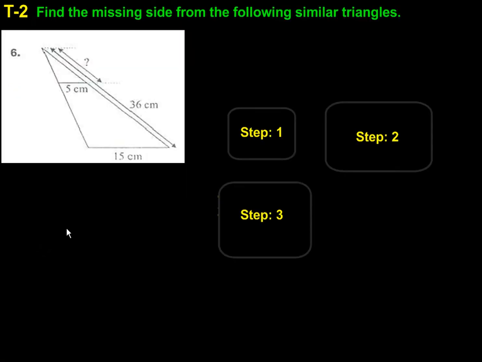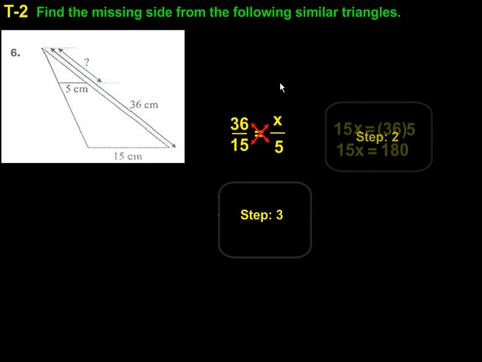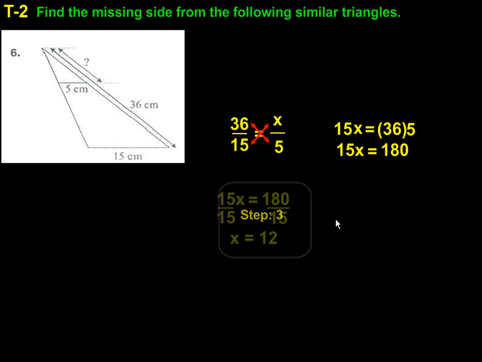Number 6, find the missing side from the following similar triangles. So we have a small triangle inside of a larger triangle. So I want to set up corresponding sides. So the larger triangle is 36 over 15, or 15 over 36. You could do it either way. And since the corresponding side to 36 is the unknown, I labeled it as x, and the corresponding side to 15 is 5. I made sure 5 was right across from 15. I then cross multiply, and I get 15x equals 36 times 5, or 15x equals 180. I then divide by 15 on both sides, and I get x equals 12.